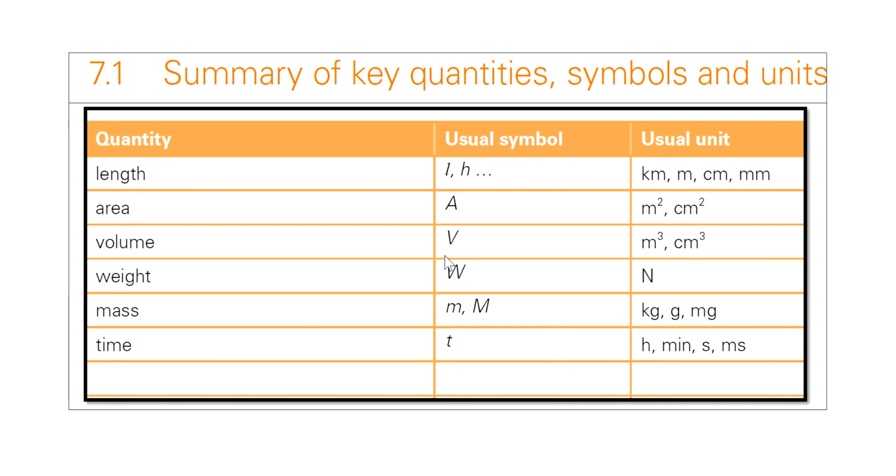Volume, capital V, meter cube and centimeter cube. So you can see, students, meter cube and meter square are combinations of meter. It means if single meter is used, it is representing length. If meter square is used, it is representing area. If meter cube is used, it is representing volume.